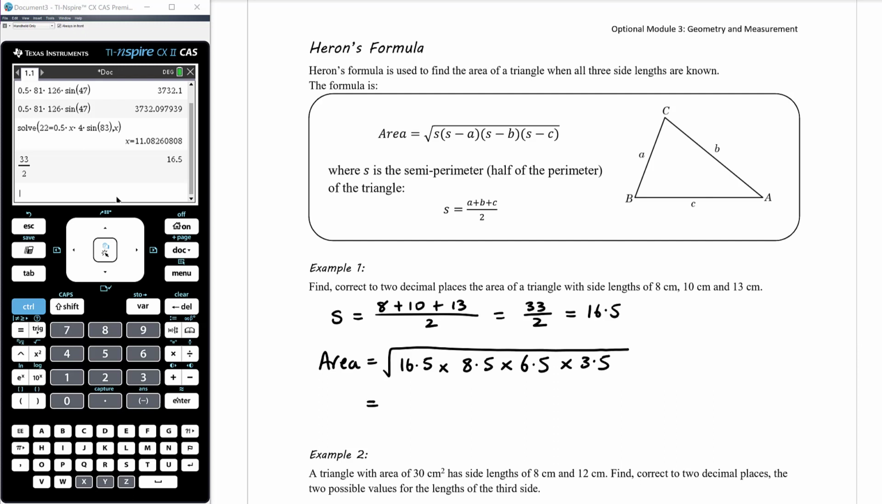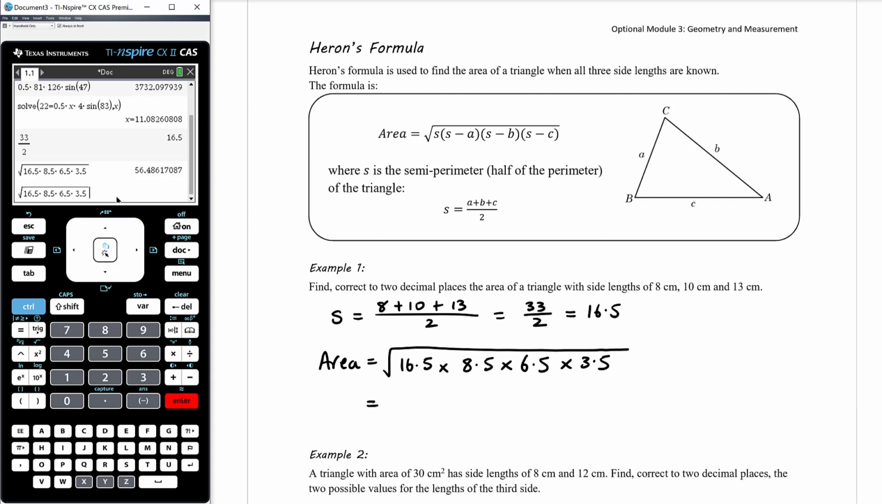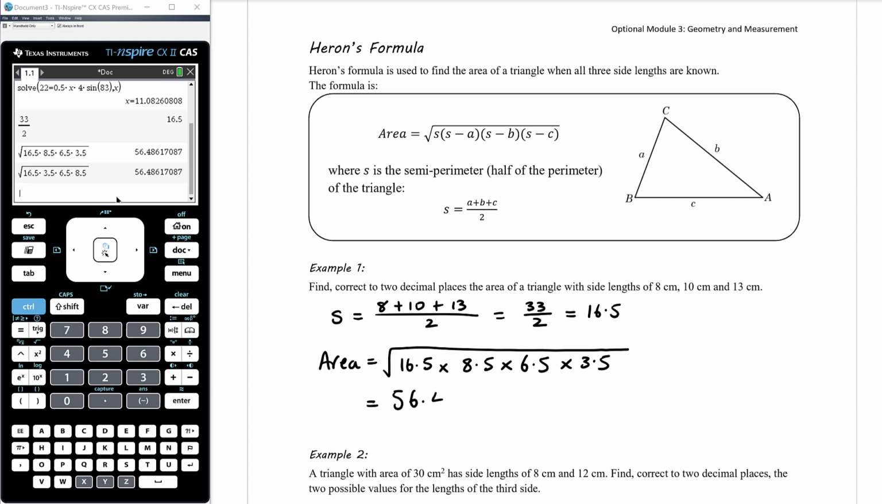Okay, so our area is the square root of 16.5 times 8.5 times 6.5 times 3.5. As I said, it wouldn't matter what order you put those in. If we wrote this as, you know, 3.5 here times 8.5, the order that you multiply things doesn't matter, it still gives the same thing. So we want area to 2 decimal places in this instance, 56.49. And the units of length were centimetres, and so the units of area are centimetres squared.